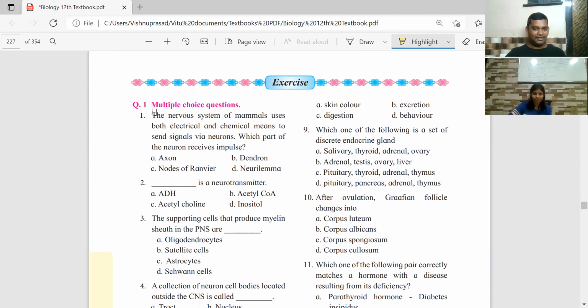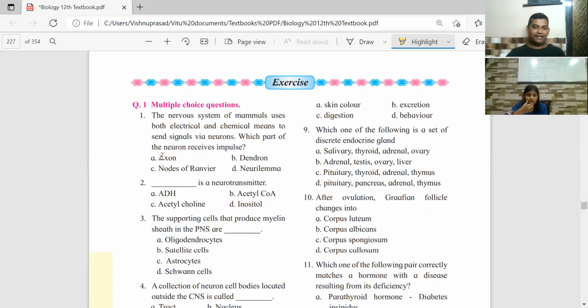First question. The system of mammals uses both electrical and chemical means to send signals via neurons. Which part of the neuron receives the impulse? See the options. Which is the part that receives the impulse? Dendron does, right? Sensation in the form of impulse is received by the dendron.